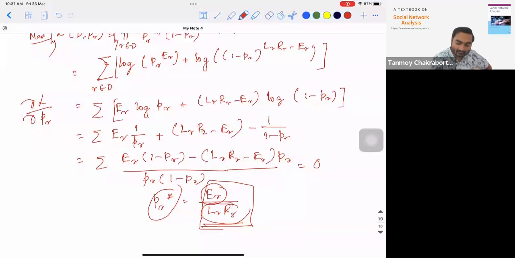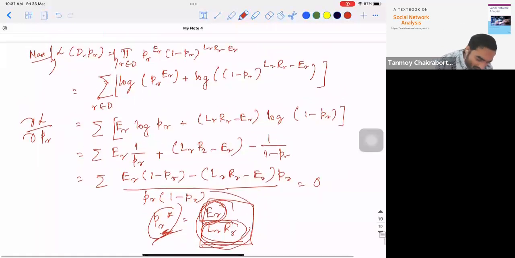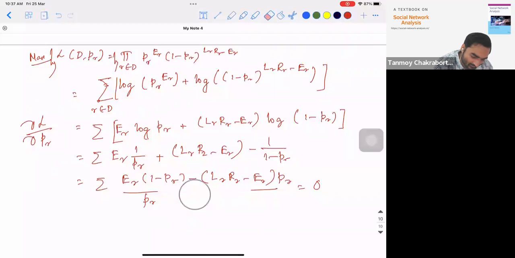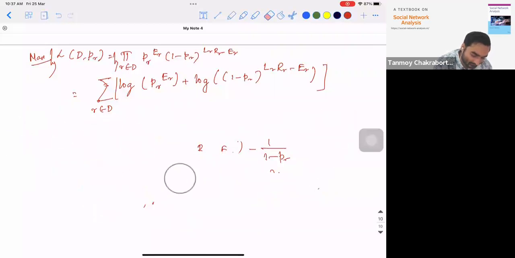Out of LR times RR number of pairs of nodes associated with internal node R, ER number of pairs are actually connected in the graph. So this is the optimal value of PR. Okay, so now we understood that PR is essentially ER by LR times RR.